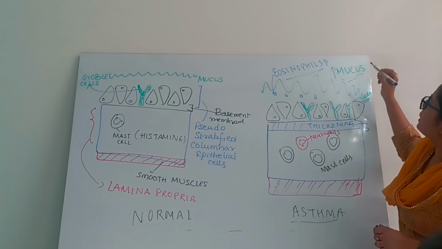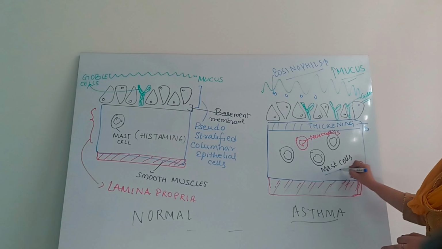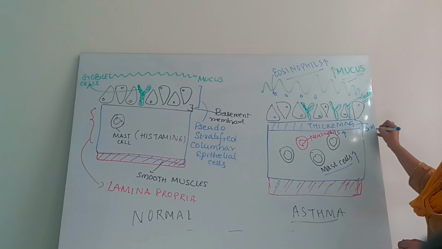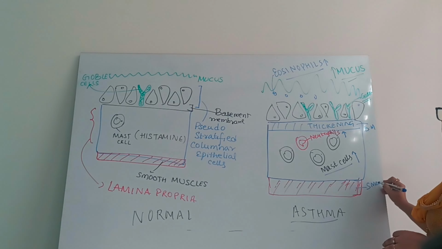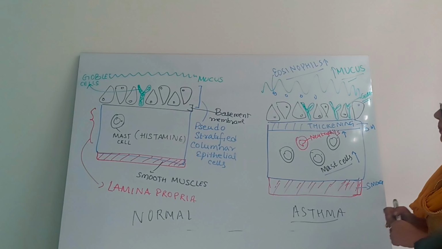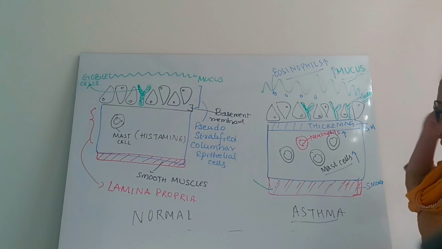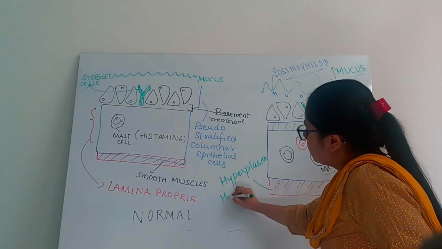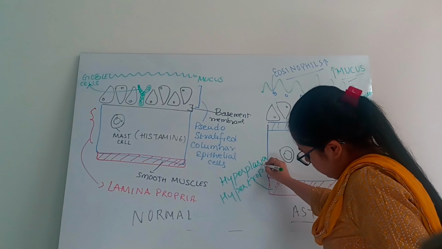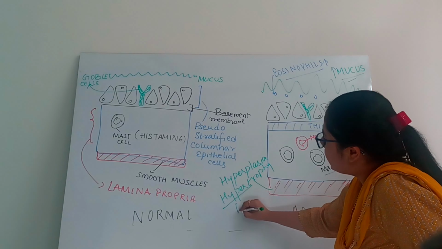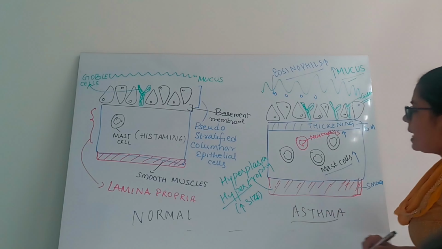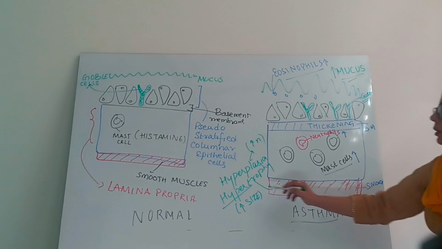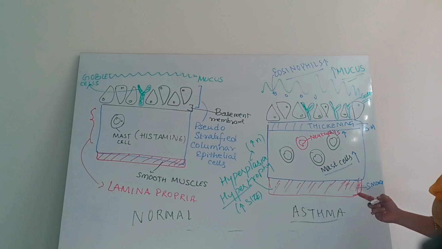So eosinophil number increases, the mucus secretion increases, the number of mast cells increases, neutrophils increase, there's the thickening of the basement membrane, and even the smooth muscles start to show two conditions. One is hyperplasia and the other is hypertrophy. Hypertrophy is basically the increase in size of the smooth muscle cells, and hyperplasia is the increase in the number of the smooth muscle cells. So learn these two terms, hyperplasia and hypertrophy, which are happening to the smooth muscle cells.